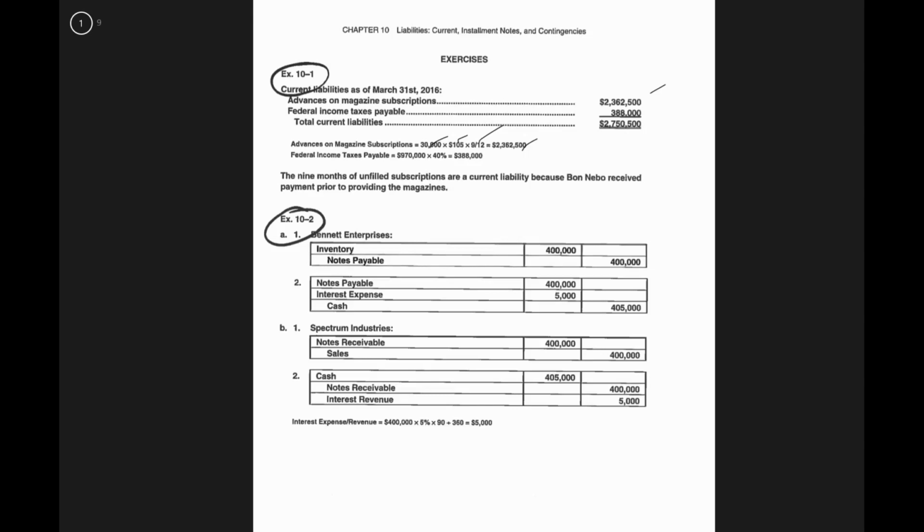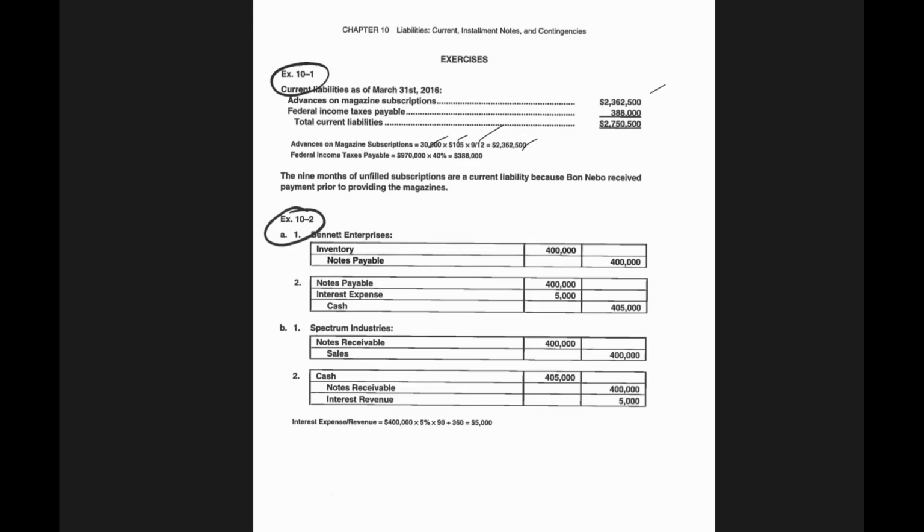The federal income tax payable, again, it was a $970,000 number at 40%, leaves us with a liability of $388,000. So that takes care of number 1, the current liabilities.